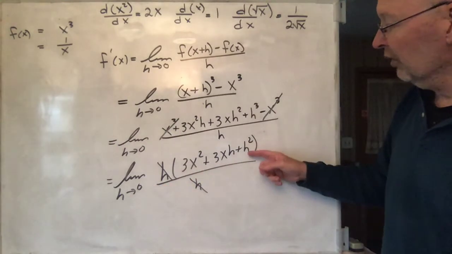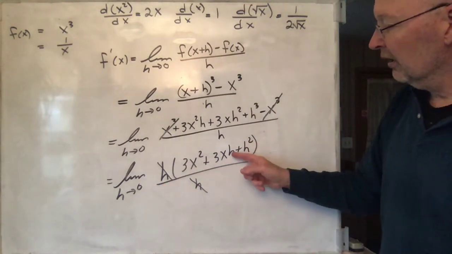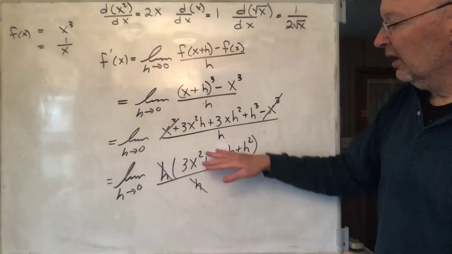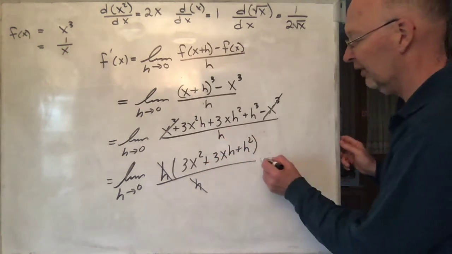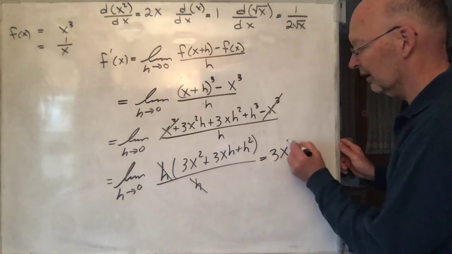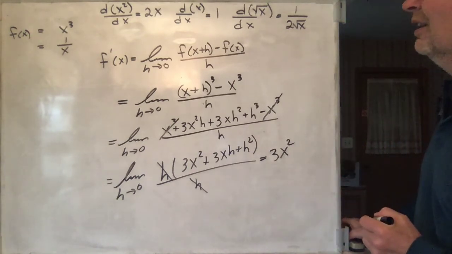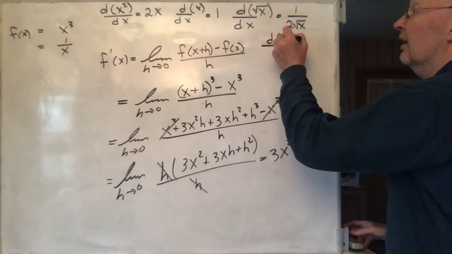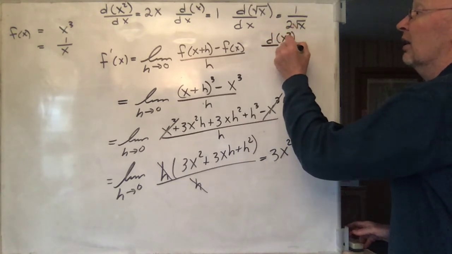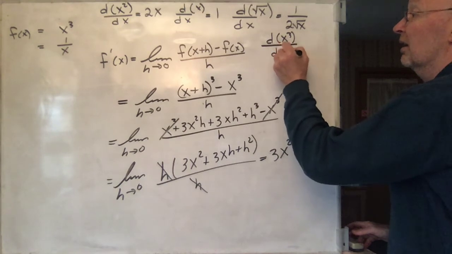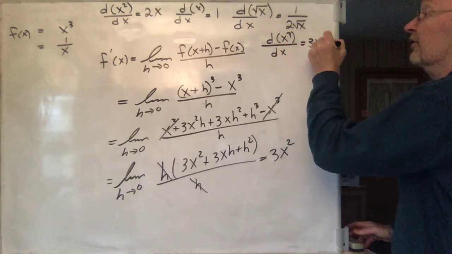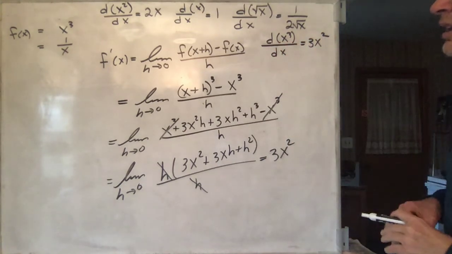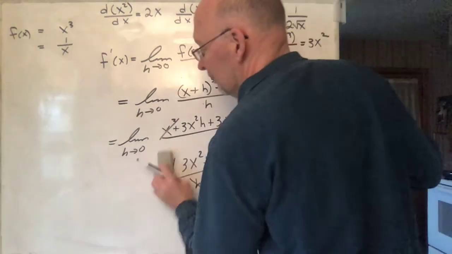As h goes to 0, this goes to 0. Here you have 0 times 3x. So that goes away, and you're just left with 3x squared. Okay? So there's that one. Let's write it right here. The derivative of x cubed is 3x squared. Okay, one more.